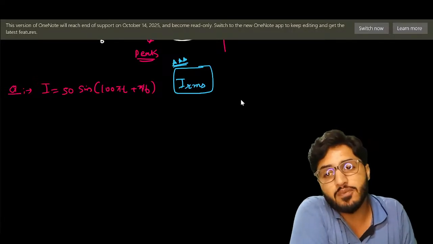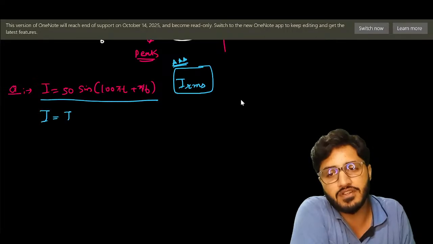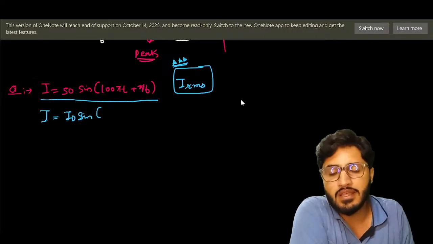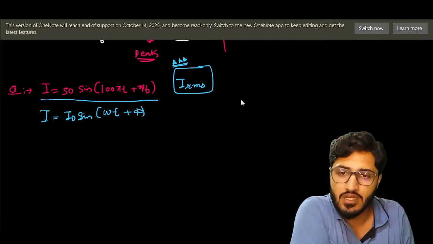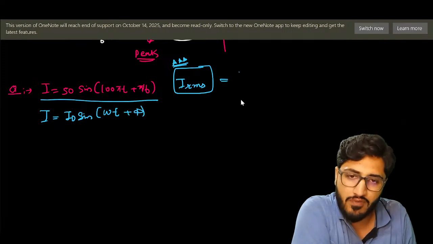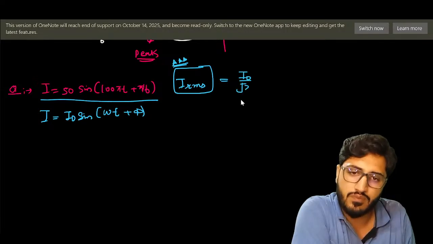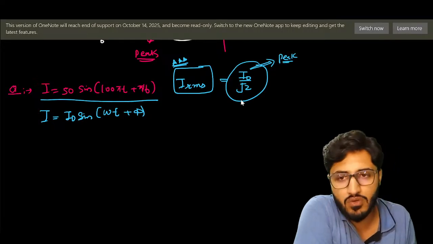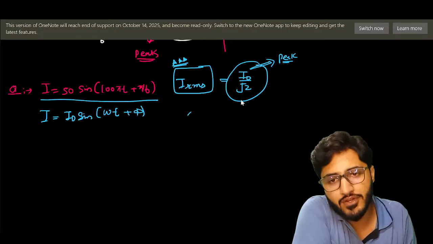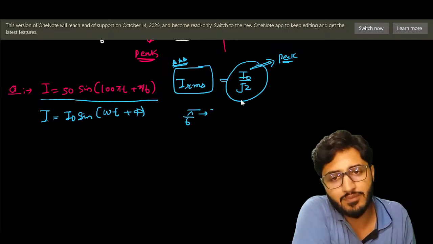And we know that if my equation is given in the form of the standard equation, the answer comes out very directly. It is I naught by root 2. So now I need to find my peak value. No worries. It is pi by 6. Do you know what pi by 6 is? Pi by 6 means 30 degree.